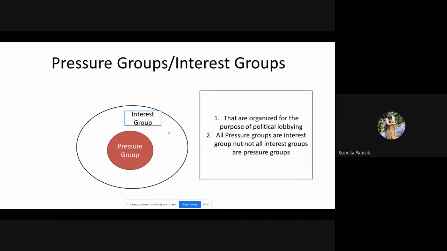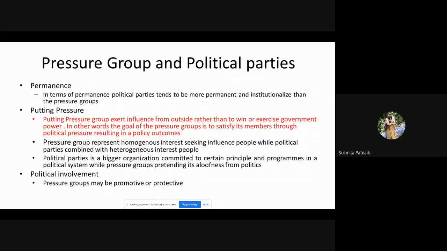Okay. Then pressure groups and political parties. Are there any differences between political parties and pressure groups, or are both similar? It means, what is the meaning of a political party? Does the same meaning apply to pressure groups or not? Definitely no. Why? There are certain differences between pressure groups and political parties. The first one is permanence. What do you mean by permanence?